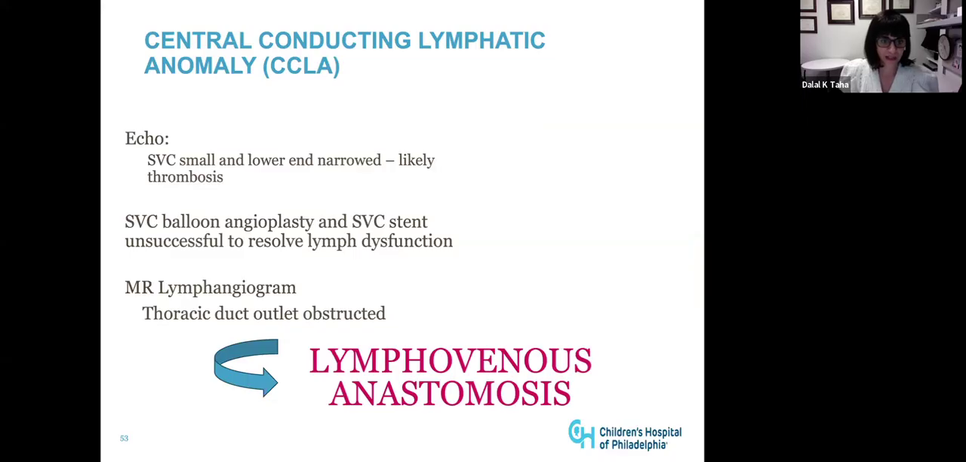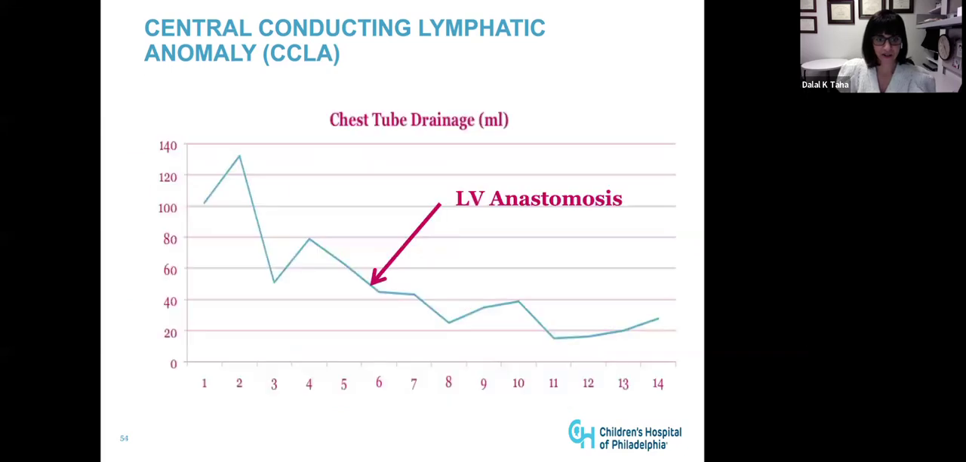And so balloon angioplasty and SVC stent were tried, but that did not resolve her lymph dysfunction. She remained swollen with chylothoraces. And so she ended up getting a lymphovenous anastomosis to reroute her lymph system to a vein that was unaffected. The point in time in which her drainage really started to level off was after the anastomosis. And she was able to get her chest tubes out shortly after, and she did not have recurrence of disease.